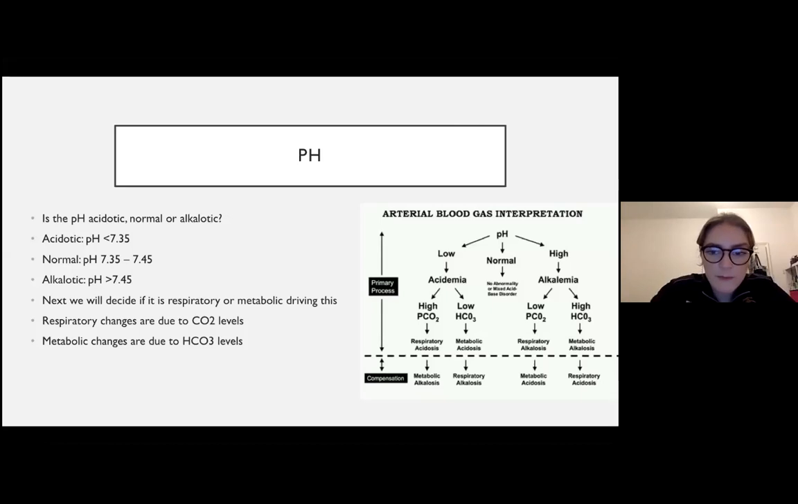So once you've decided on the pH, you need to decide, is it respiratory or metabolic driving this? Respiratory changes, as I said earlier, are due to changes in the CO2, because that releases hydrogen ions, which makes it acidic, or can reduce hydrogen ions, which can make it less acidic. And metabolic changes are due to HCO3 levels, because that makes it more alkalotic. So CO2 will bring the pH down if it increases, whereas bicarb will bring the pH up if it increases.